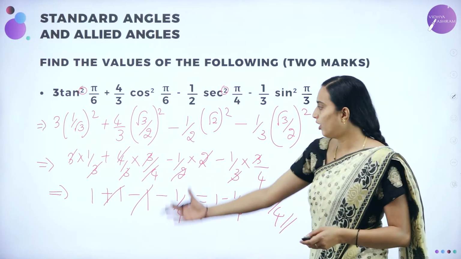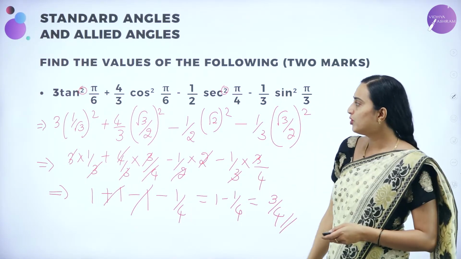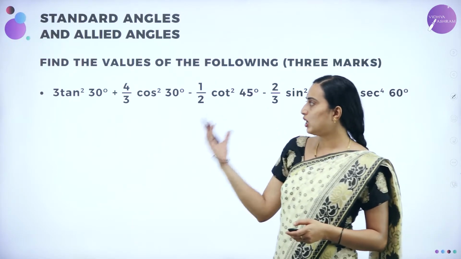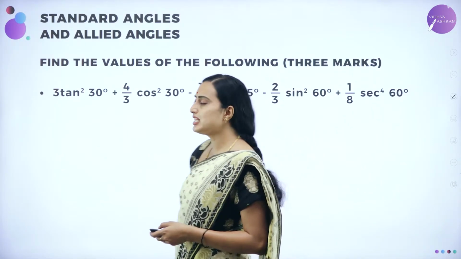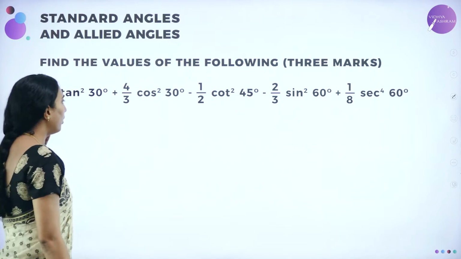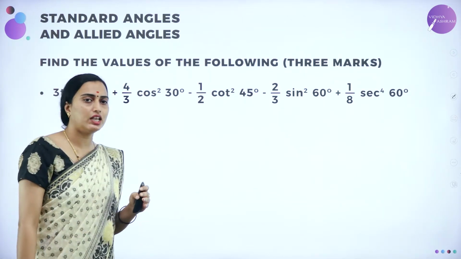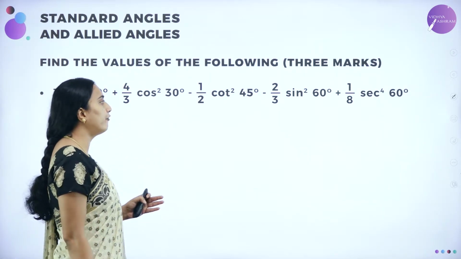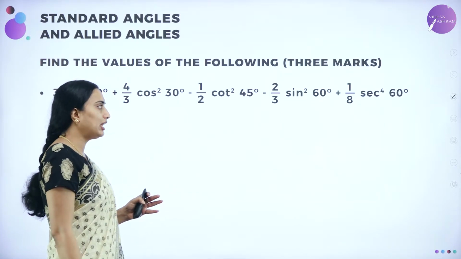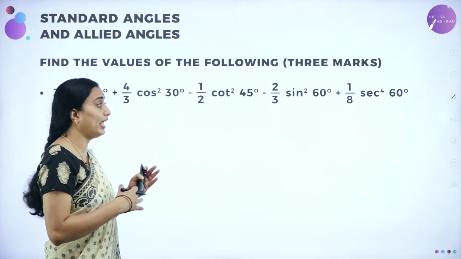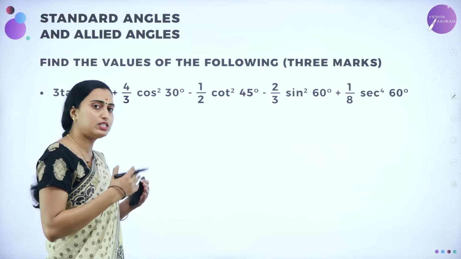I hope you got how to solve this question. We'll move on to the next: find the value of the following: 3 tan squared 30 degree plus 4 by 3 cos squared 30 degree minus half cot squared 45 degree minus 2 by 3 sin squared 60 degree plus 1 by 8 secant to the power of 4 60 degree.